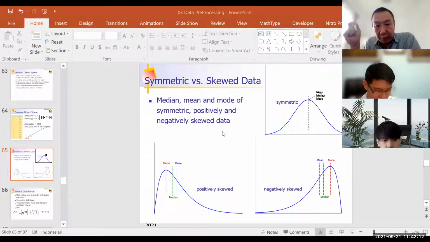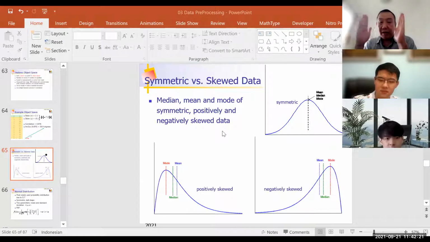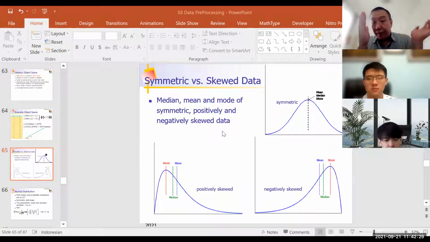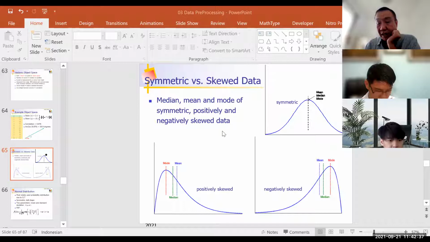Positively skewed means the median is in the middle and the mode is on the left, and the mean will be on the right. Negatively skewed is the other way around: the median is in the middle, the mean is on the left side, and the mode will be on the right side. Of course, when it is symmetric, the mean, median, and mode coincide at the same point.